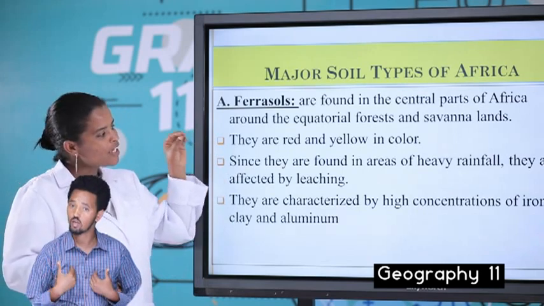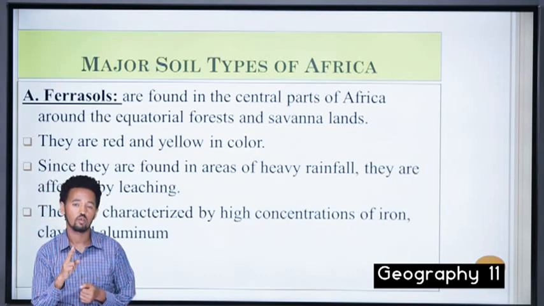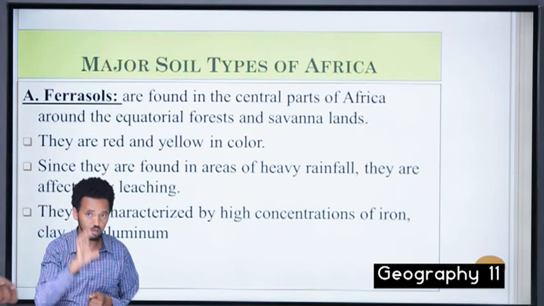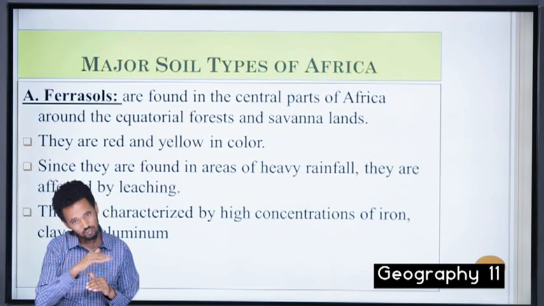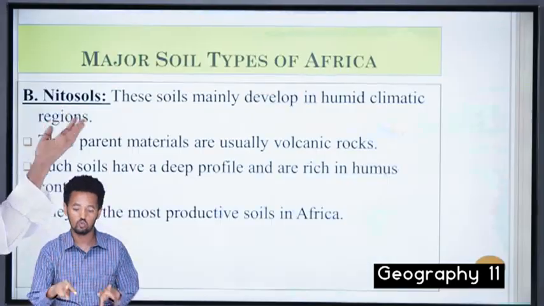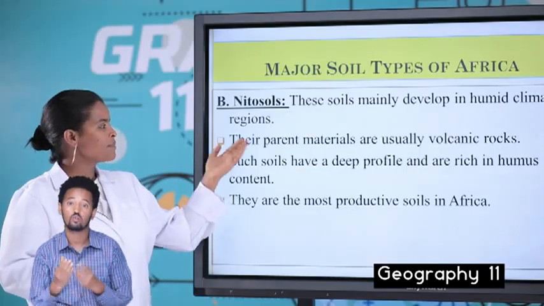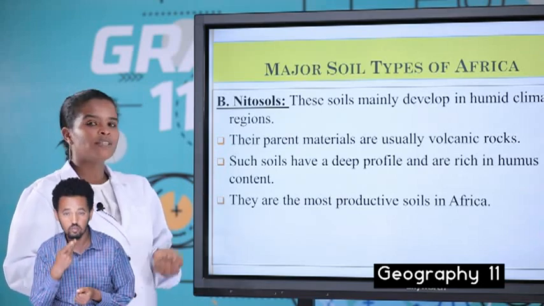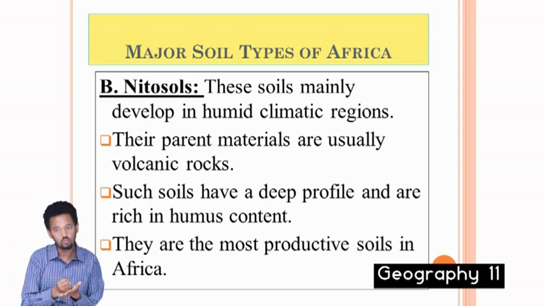The soil is mostly found in areas of heavy rainfall. They are characterized by a high concentration of iron, clay, and aluminum. Generally, these soils are leached soils. The second soil is Nitosols. This soil mostly develops in humid climatic regions. The parent materials are usually volcanic rocks. Such soils have a deep profile and are rich in humus, so these are the most productive soils in Africa.